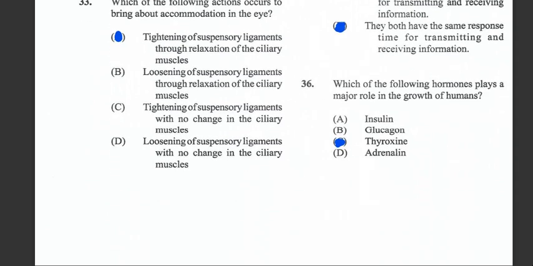Number 36 is which of the following hormones plays a major role in the growth of humans. We are talking about thyroxine. So we have seen that thyroxine is where it plays a major role in the growth of humans. So thyroxine will help in the growth of humans. It helps in the process of growth.